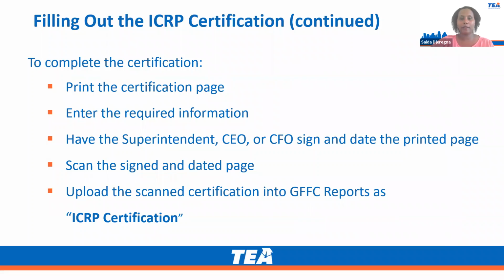Submission of this ICRP certification is the district's last step to be issued indirect cost rates for 2021, 2022. And to complete the certification, these are the steps. You print the certification page, and we only need that one, the first page, the certification page, to be printed, and then you enter the required information. You have the superintendent, CEO, or CFO sign and date the printed page, scan the signed and dated page, and then you upload the scanned certification into GFFC reports as ICRP certification.